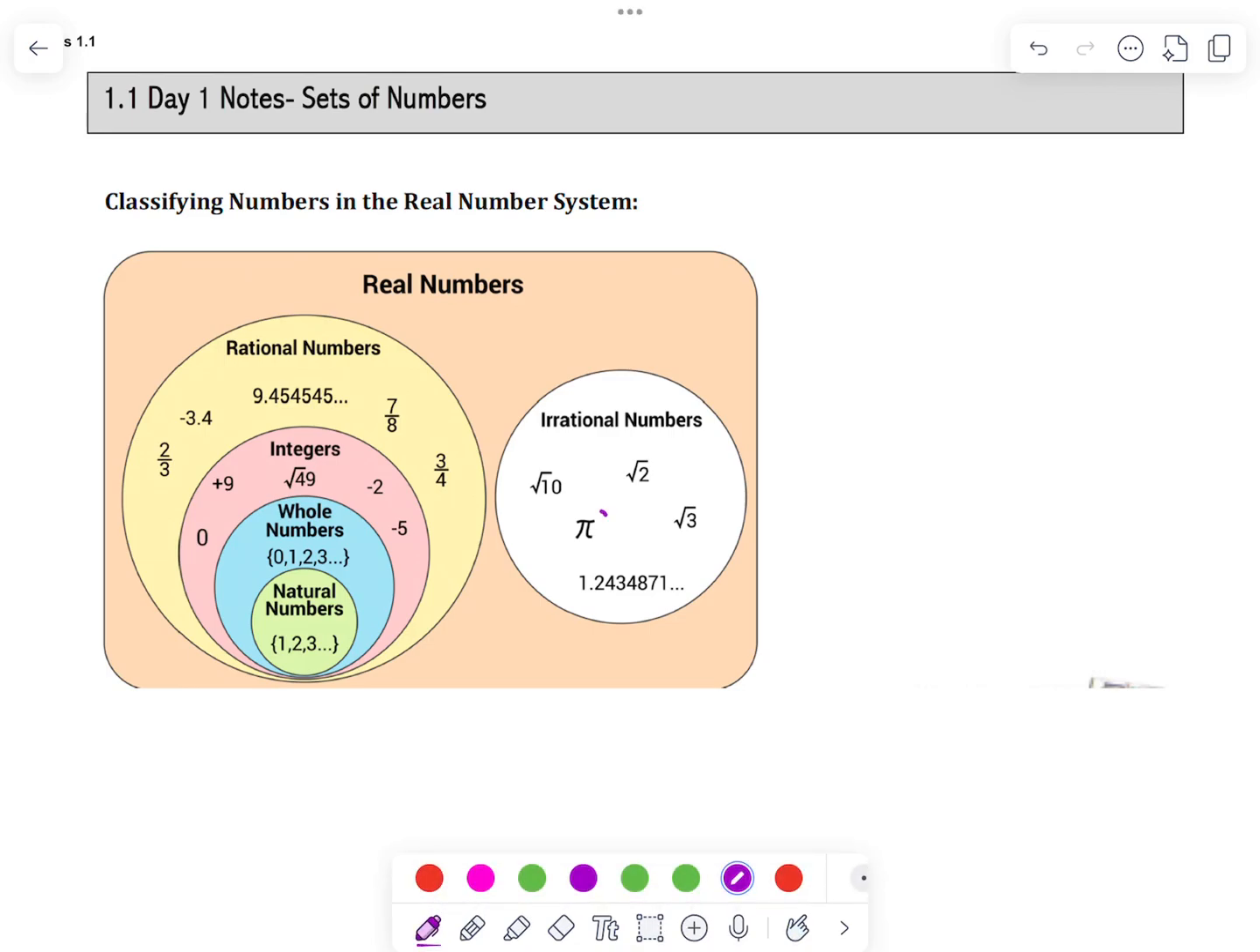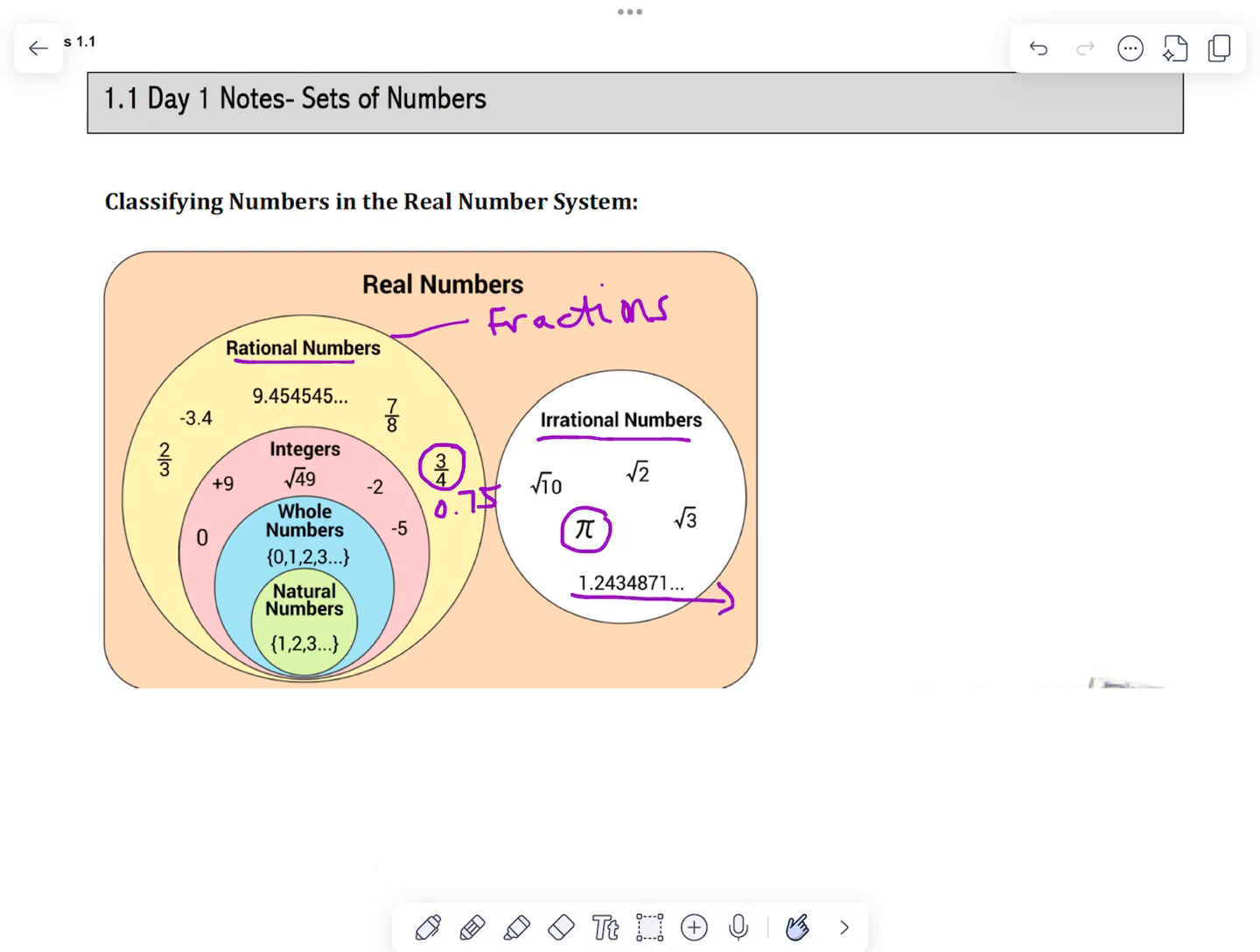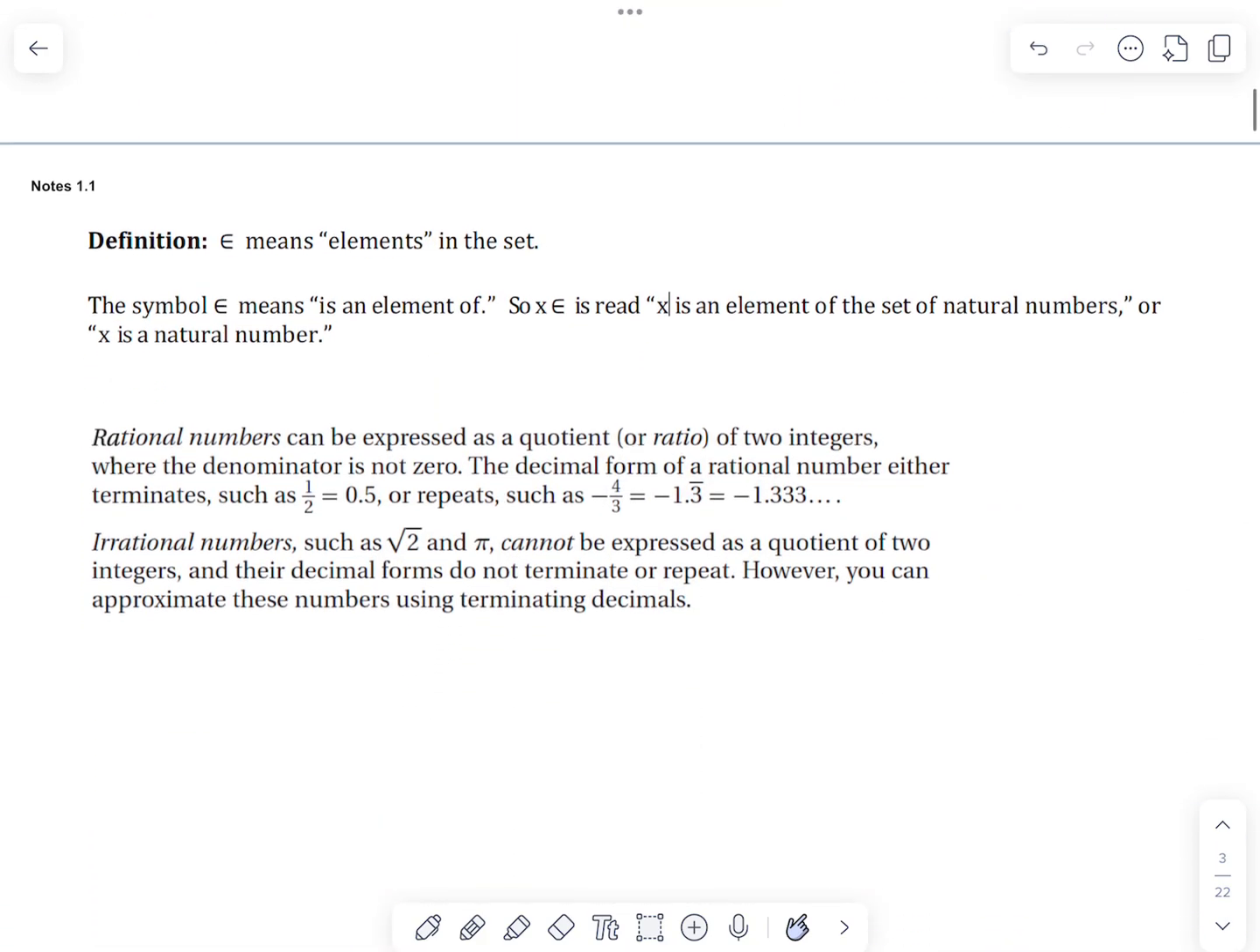So again, notice here's that pi. Pi is a very popular irrational number. Rational numbers, we think of them as like your fractions. And those fractions are nice fractions like 0.75, something that has a nice stop, where an irrational number kind of goes on forever. Okay, moving on.